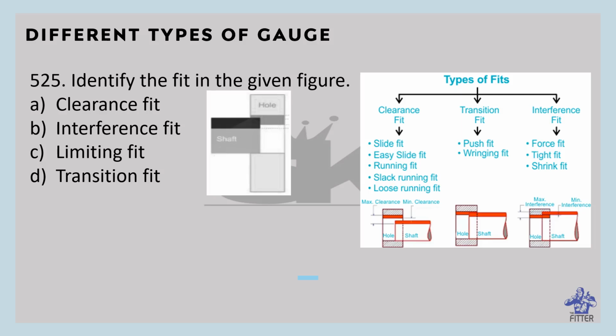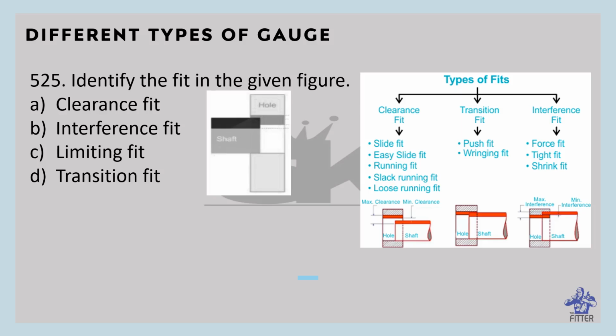The third one is the interference fit. In this fit, the size of the hole is always less than the size of the shaft. Interference is the difference between the size of the hole and the size of the shaft, which is always negative. That is, the shaft is always larger than the hole size. You can see here in the image. Here the tolerance zone of the hole will be below the tolerance zone of the shaft.